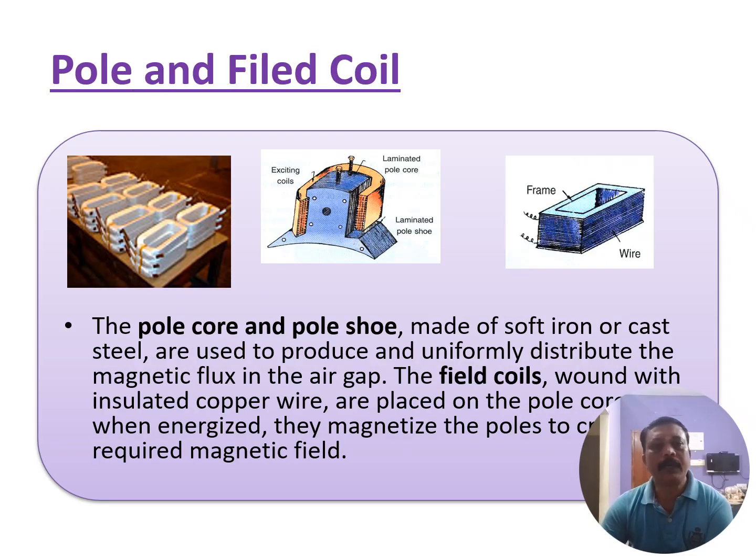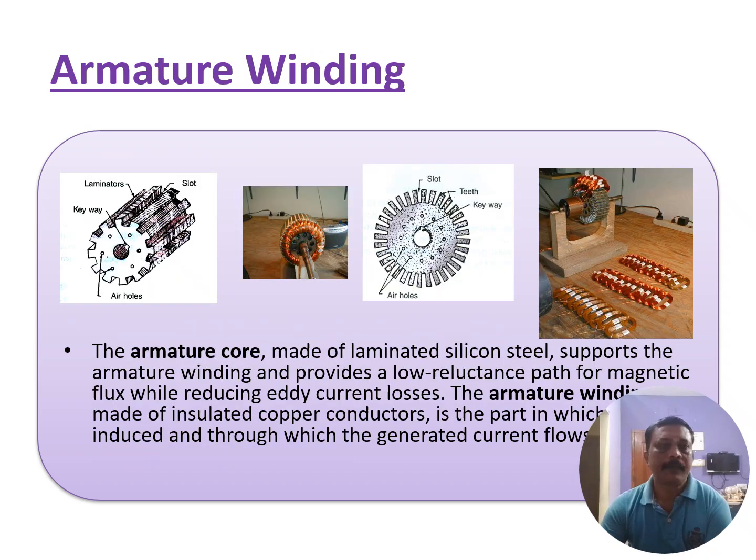Next one is the pole and field coil. The pole core and pole shoe, made up of soft iron or cast steel, are used to produce and uniformly distribute the magnetic field in the air gap. The field coil is wound with insulated copper wire and placed on the pole core. When energized, it magnetizes the poles to create the required magnetic field.